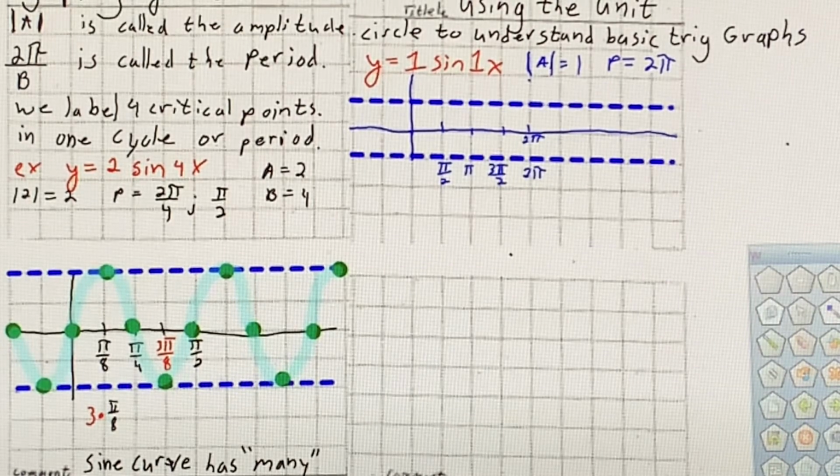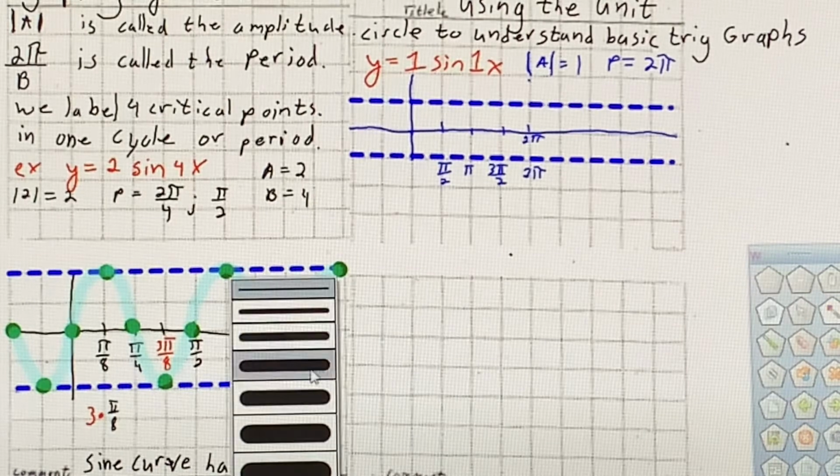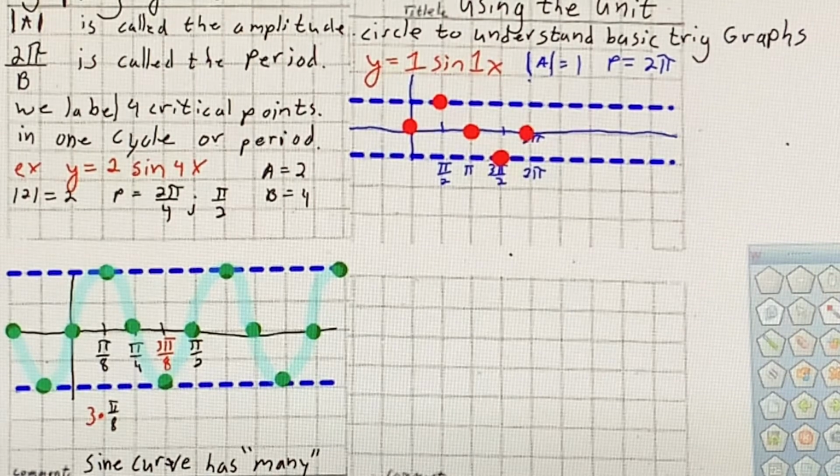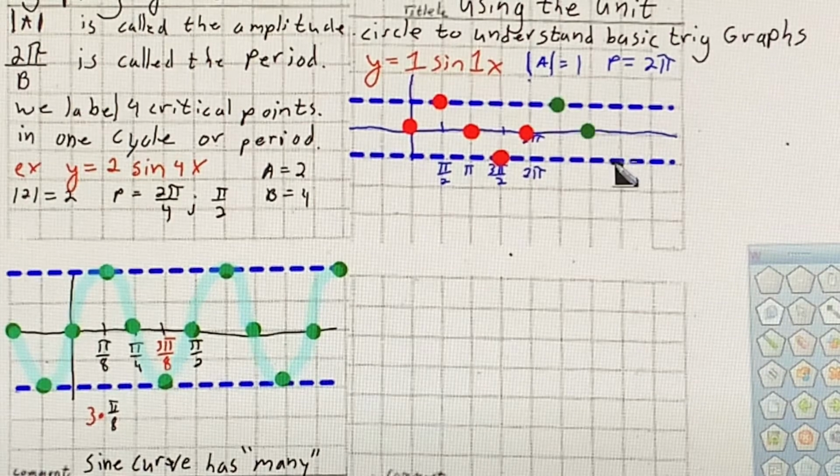If you look at the unit circle, it'll say sine of 0 is 0. Sine of pi over 2 is 1. Sine of pi is 0. Sine of 3 pi over 2 is negative 1. Sine of 2 pi, it repeats itself, it goes back to 0. So you start to get that repeating fashion, and you get those spots of y equals 1 sine 1x right off the unit circle. The unit circle is sometimes used to graph the trig functions.